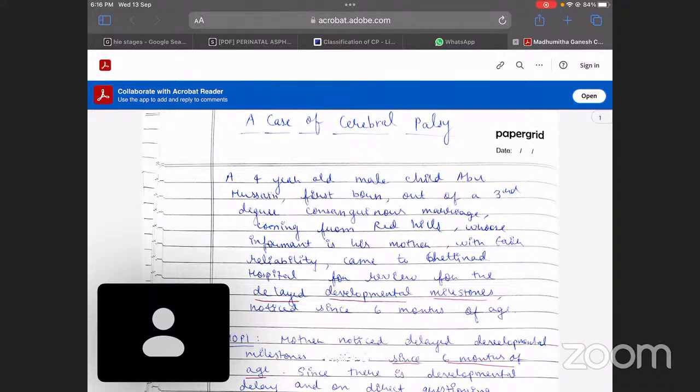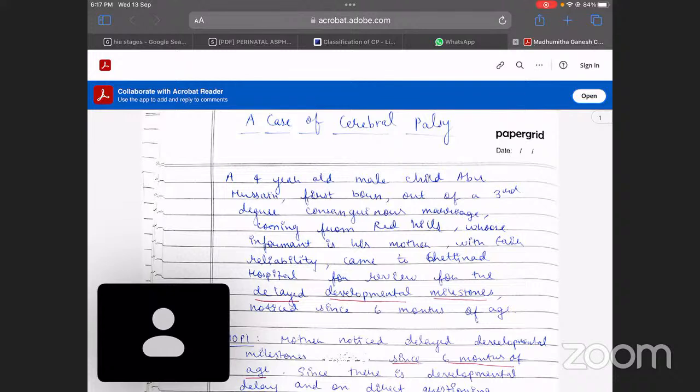So motor involvement is more commonly noted in CP rather than sensory. Sensory is also seen, but it's very less likely. That's the definition: a permanent static motor disorder, which involves both posture and tone because of the insult that occurs either antenatal, during natal, or postnatal to the developing brain. So this is just a concise definition for CP.